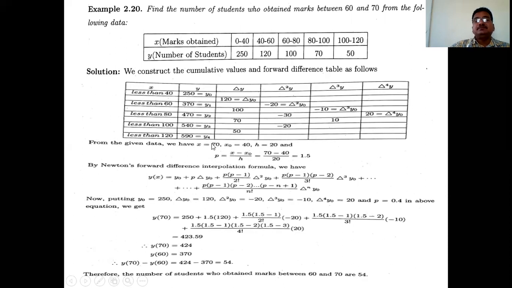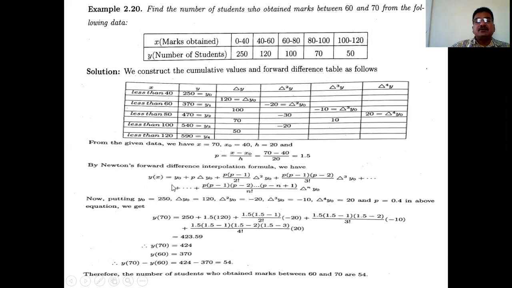And x is 70, that is, we have to find the value at 70. Then x naught, or the notation a, is 40, h is 20, the common difference, since 40, 60, 80 differ by 20. Then u is x minus a divided by h, that is 1.5. Then write the forward difference interpolation formula: f(x) is equal to f of a plus u delta f of a and all the remaining terms, and substitute the values.